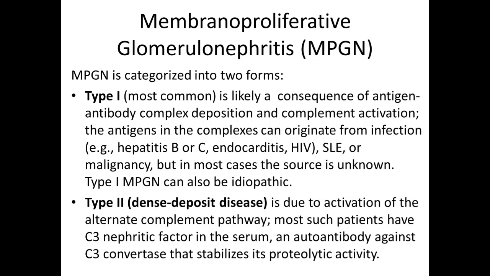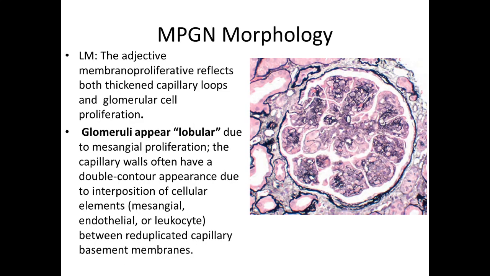Type 2, dense deposit disease, is due to activation of the alternative complement pathway. Most such patients have C3 nephritic factor in the serum, an autoantibody against C3 convertase that stabilizes its proteolytic activity. Morphology, guys, of membranoproliferative glomerulonephritis.